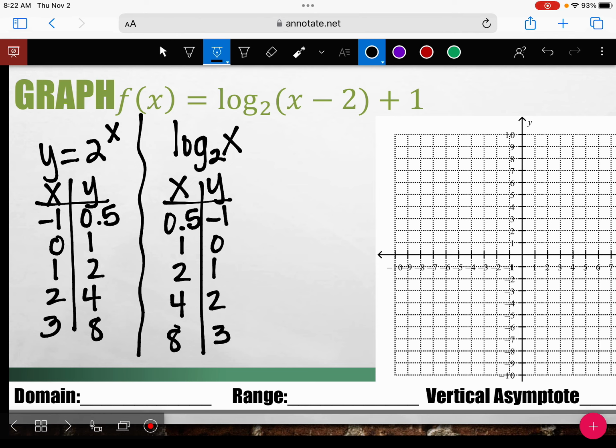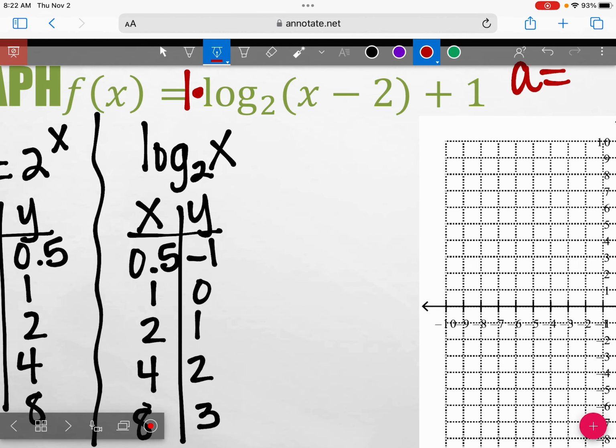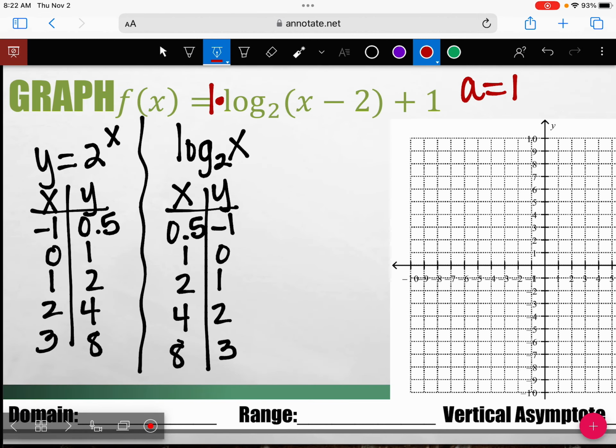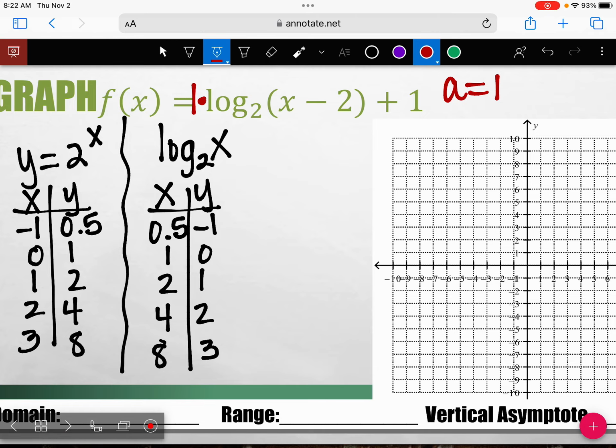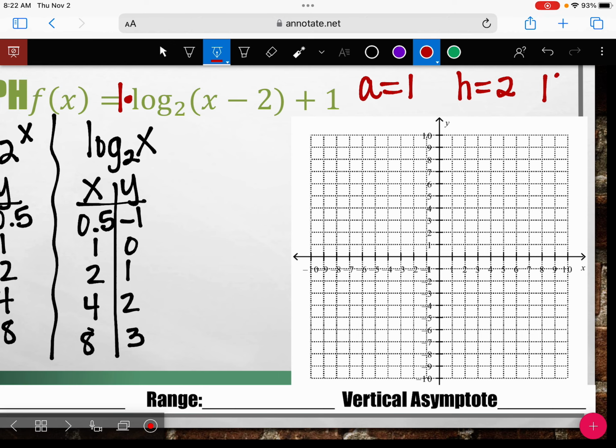So now let's talk about A, H, and K. So now we have an A, H, and K value. So what's the number in front of the word log? When you don't see a number, that means that it is 1. I'm going to write it in though. So A is 1. H is always inside of the parentheses and opposite. So in this example, H would be 2, positive 2. And K would be positive 1.